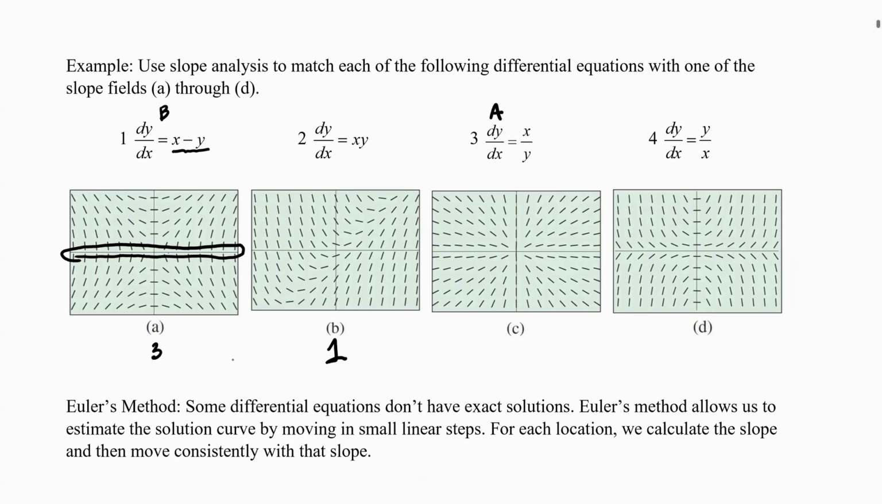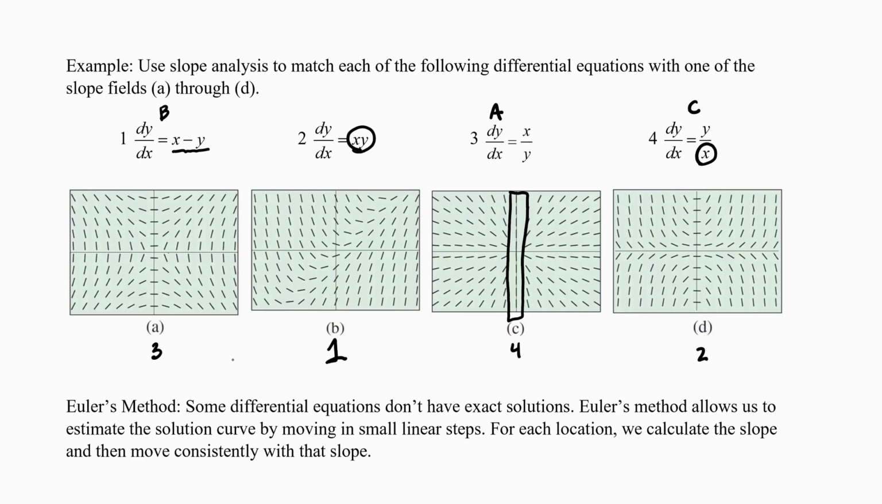Okay. The opposite is true here. Here, where x is equal to 0, I should see nearly vertical lines. That seems to be happening here. So maybe 4 and C go together. And that leaves 2 and D.